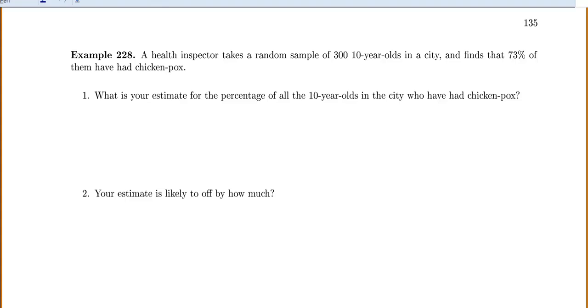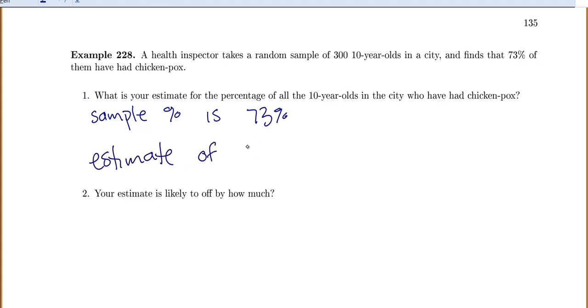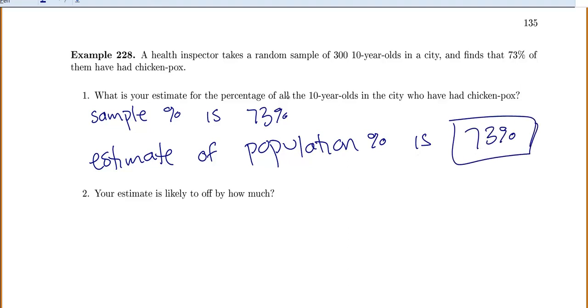So we're going to use our sample percentage, which is 73%. So our estimate of the population percentage is 73%. That's our estimate for all the children that have had chickenpox. And part 2, your estimate is likely to be off by how much? That's asking, find the standard error.